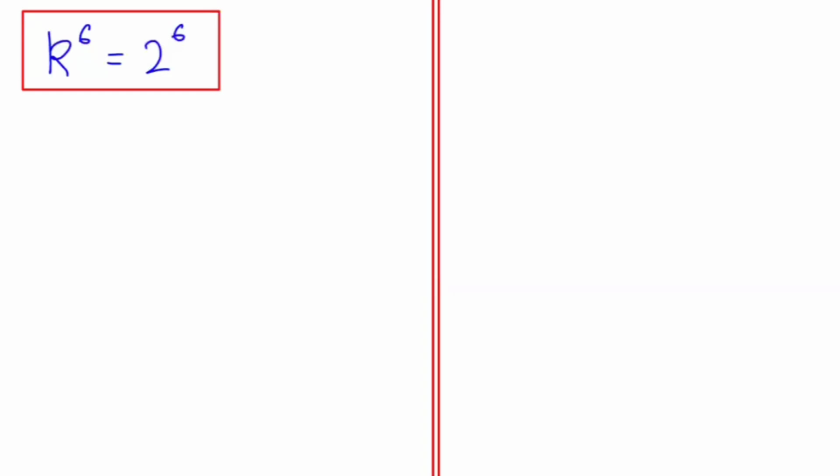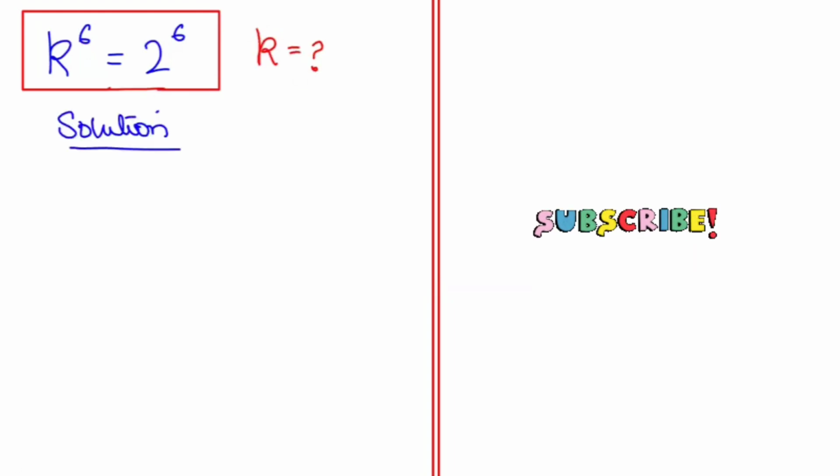Hi everyone, I'm going to solve this equation: k to the power of 6 is equal to 2 to the power of 6. Here we are going to find out the value of k. So let's start our solution. In the first step, I'm going to take this 2 to the power of 6 to the left hand side.